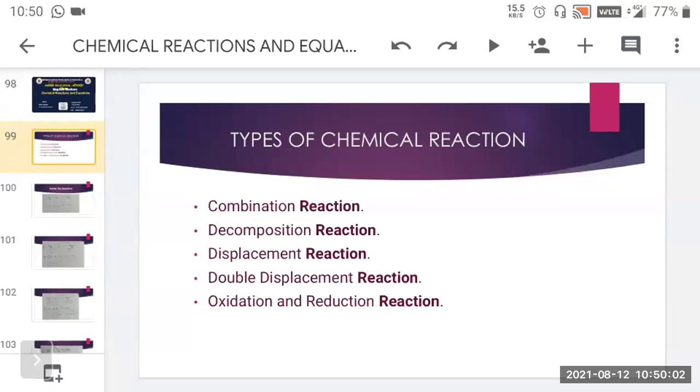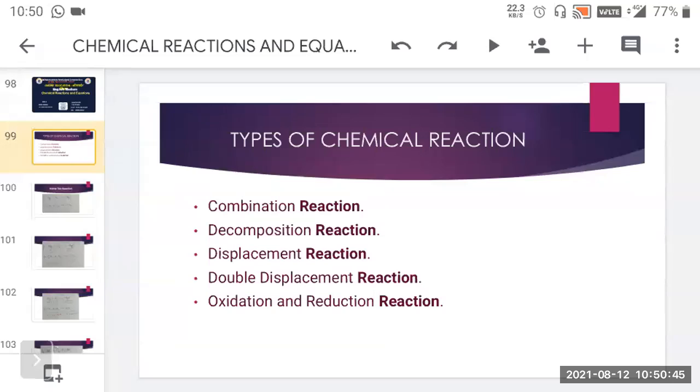Then comes the double displacement reaction. In a double displacement reaction, 2 elements get replaced. Here we are not considering the reactivity series, only the replacement will take place, because first of all the compounds get converted into ions, and the positive and negative ions attract each other, and hence replacement takes place. Here again, a metal will replace a metal and a non-metal will replace a non-metal.